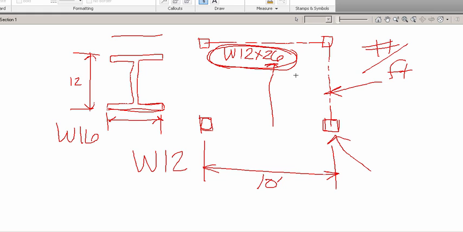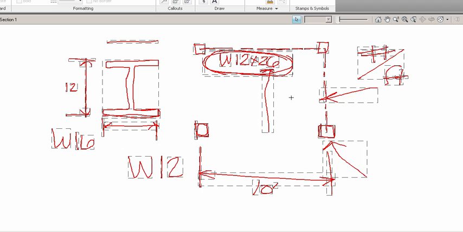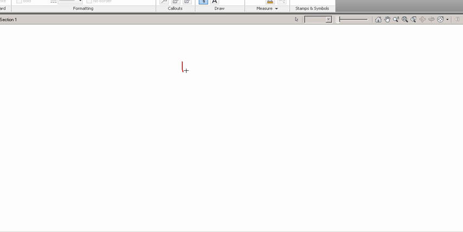You've got a floor plan view of something. Let's just say we're framing some kind of steel building, and it's going to be like a 40 by 60. And let's say we're going to use columns, W-beam columns. So there you go. So there's 40 feet.